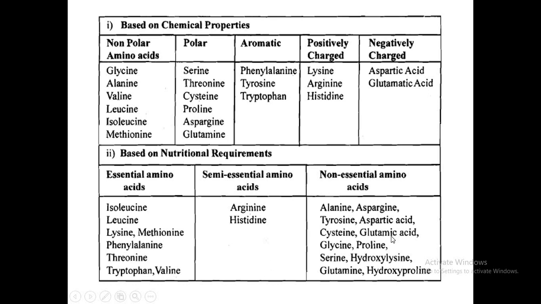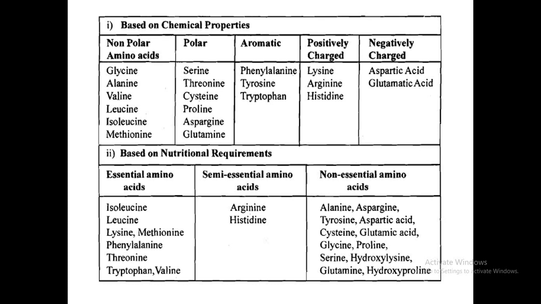So the non-essential amino acids are those amino acids that our body has the ability to synthesize within itself. Our body can efficiently synthesize the non-essential amino acids, so we do not have to take them from outside of our body or in our food. And another classification is the semi-essential amino acid.